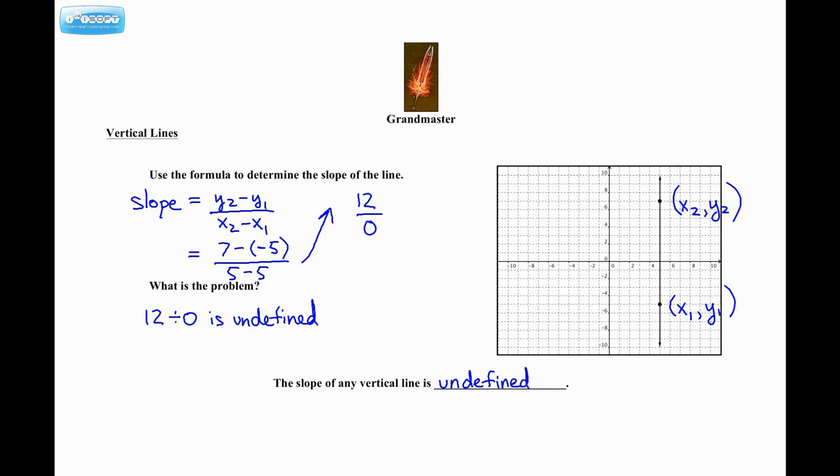Okay? Because when we try and substitute numbers into the formula, we always get a 0 in the denominator. And that's because if it's vertical, the x-coordinates are always the same. So any number take away itself is going to give us 0. Okay? So the slope of any vertical line is undefined.